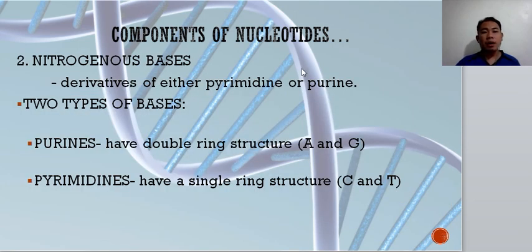Another component of a nucleotide is the nitrogenous base. The nitrogenous bases are derivatives of either the pyrimidine or the purine. So we have two types of bases, purine and pyrimidine. Purines have a double ring structure, and the types of purine are adenine and guanine. Pyrimidines have a single ring structure, and these include cytosine and thymine.